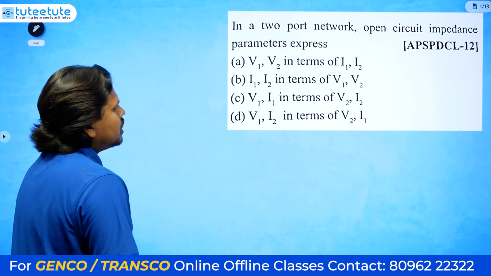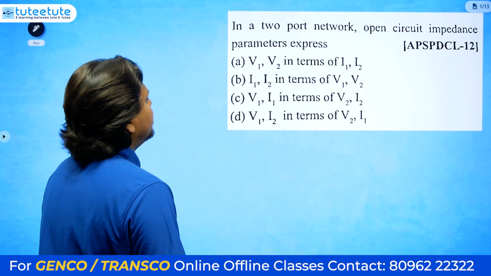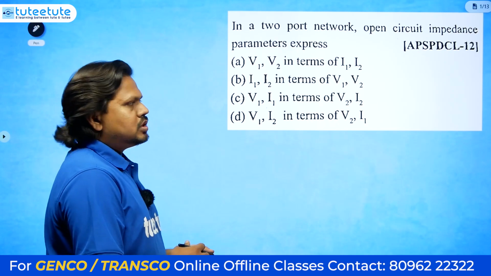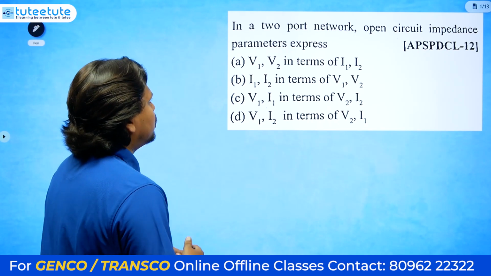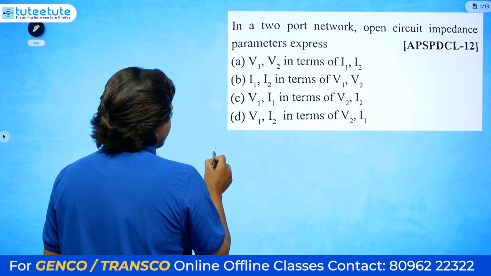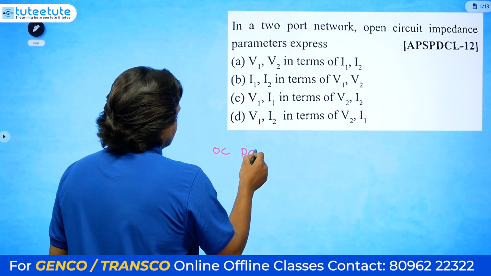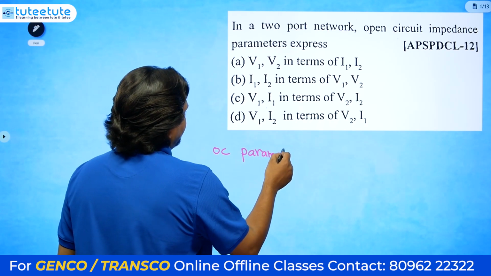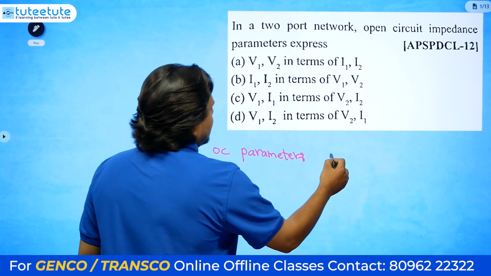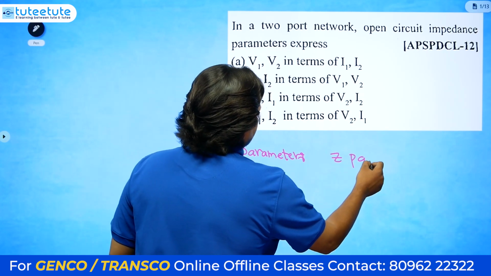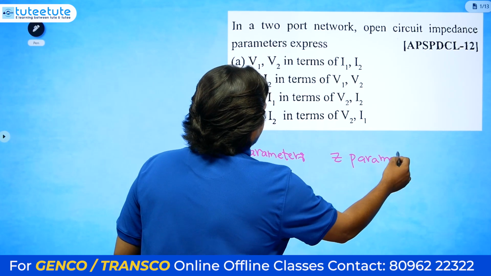In a two-port network, open circuit impedance parameters express. So that means they are asking about open circuit impedance parameters. Okay, so we know this one. Open circuit parameters means they are asking about Z parameters. Yes or no? Just Z parameters.